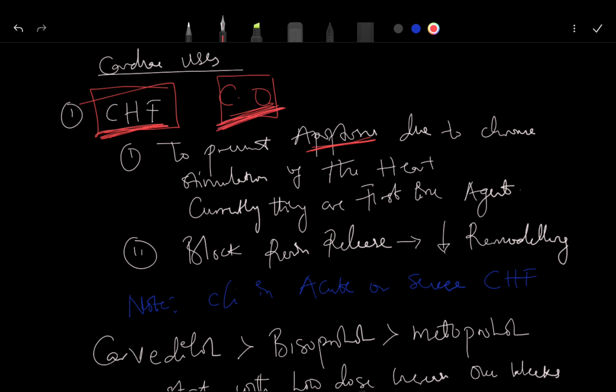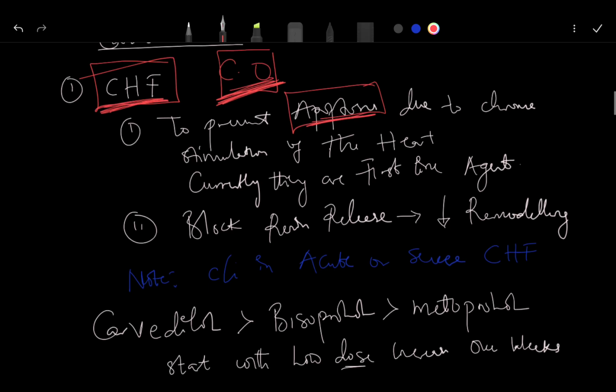However, on a chronic basis, in order to prevent the heart from undergoing apoptosis due to constant stimulation by norepinephrine and epinephrine that are released during this chronic heart failure condition, we need to give such patients beta blockers so that the heart will not be overstimulated by the norepinephrine and epinephrine. Then again, beta blockers also block the release of renin. If renin is released, it mediates remodeling of the heart. So if you can block the release of renin, you are going to decrease cardiac remodeling.